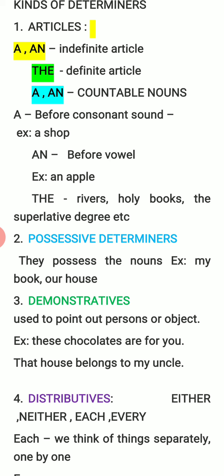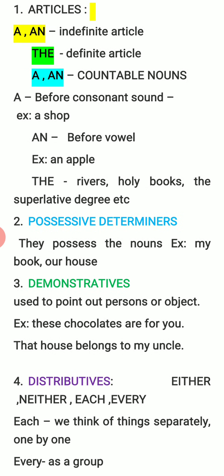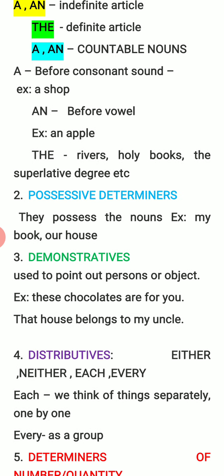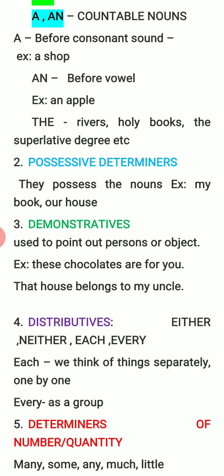Next is demonstrative. Demonstrative means pointing out, demonstrating something. It is used to point out a person or object. Example is given: these chocolates are for you. For you, student. This is a demonstrative. Next example is that house. That is what? Demonstrative. It belongs to my uncle.